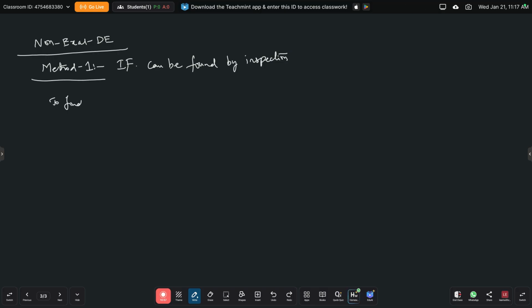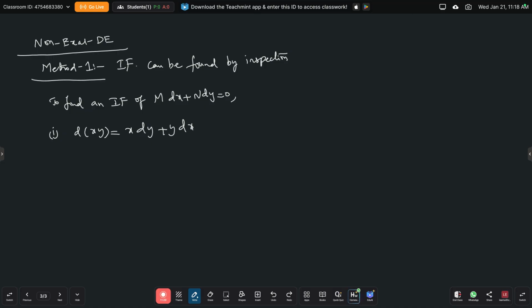So, to find an integrating factor of M dx plus N dy equal to 0, we'll make use of these various formulas that are available. Let us see this first simple thing: d of xy, that is x dy plus y dx. Whenever terms in the differential equation occur like x dy plus y dx, they can be written straight away as d of xy.